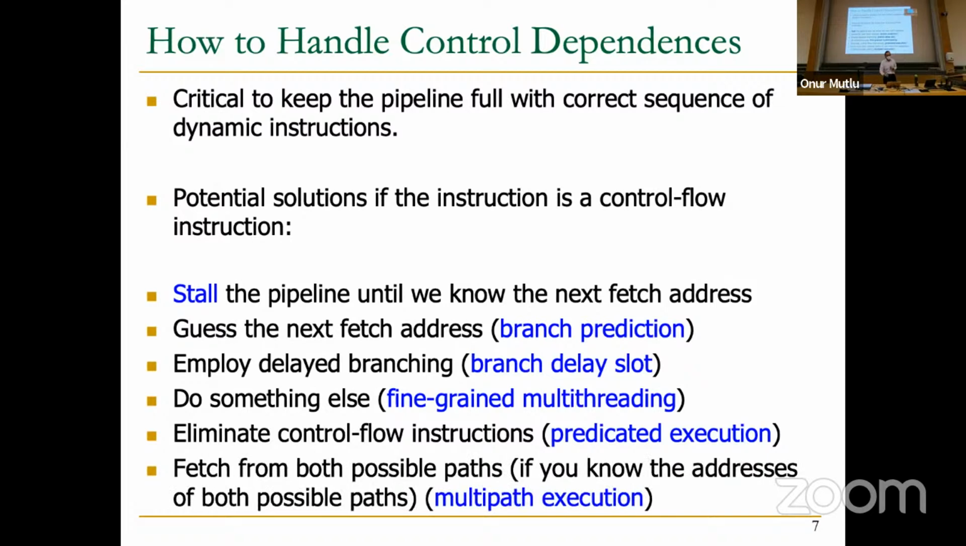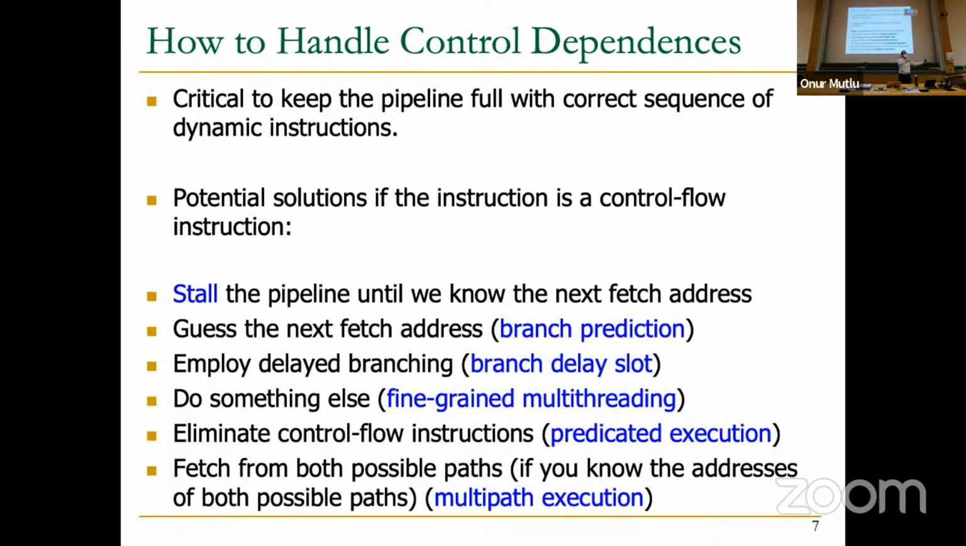Okay, the other idea is fetch from both possible paths. This is a bit different from predicate execution, but whenever you get to a fork, a branch is a fork, right? You go this way or this way, a conditional branch. Take both paths, execute both. Eventually, you'll figure out which path is the correct one and flush the path that you don't want. This is called multipath execution. It becomes very costly because paths become exponential, right? Okay, you took the fork here, and you saw another fork here.